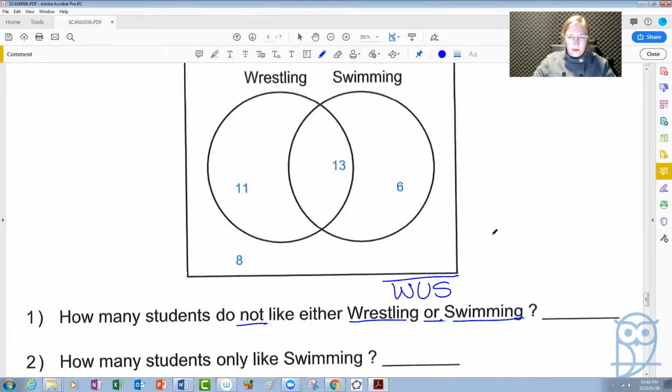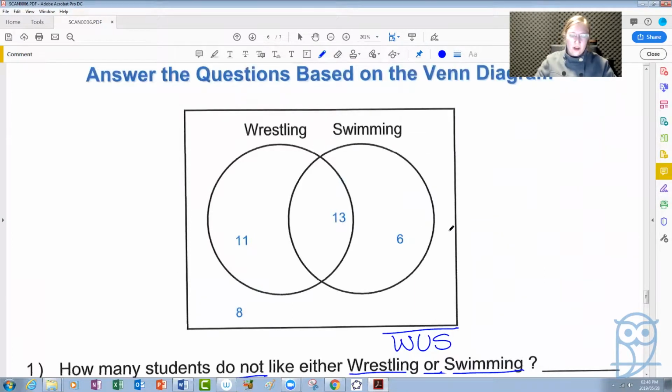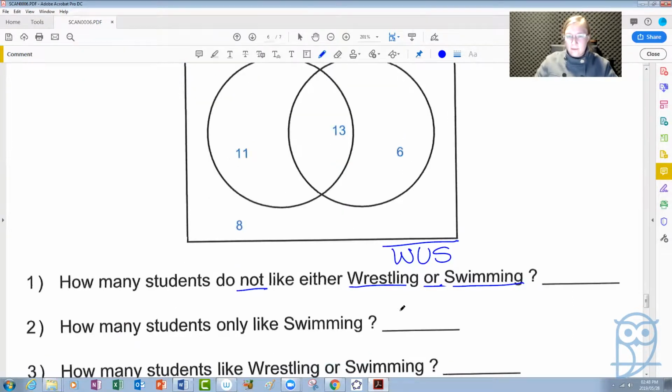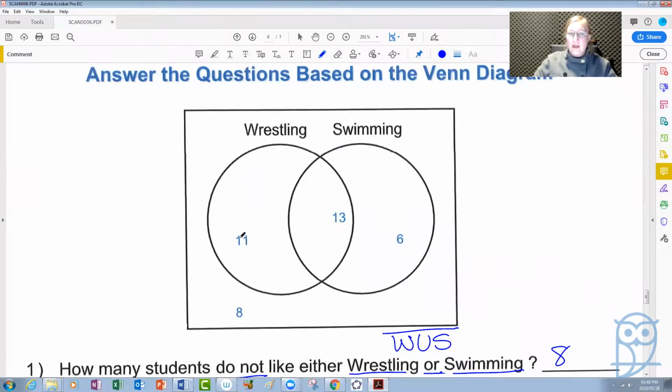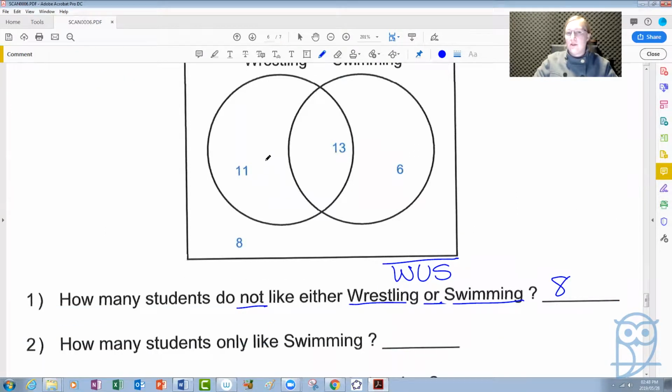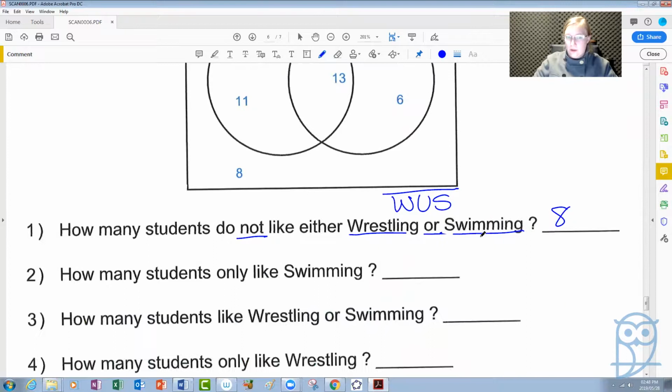So we have to go look at our Venn diagram. So everything outside of wrestling or swimming. So that's this whole intersection here, but everything outside of it, which is only the 8. So we have 8 students over there. These aren't elements. This is the amount of students that we have in each of these sections. So the amount of students that like wrestling and so forth.